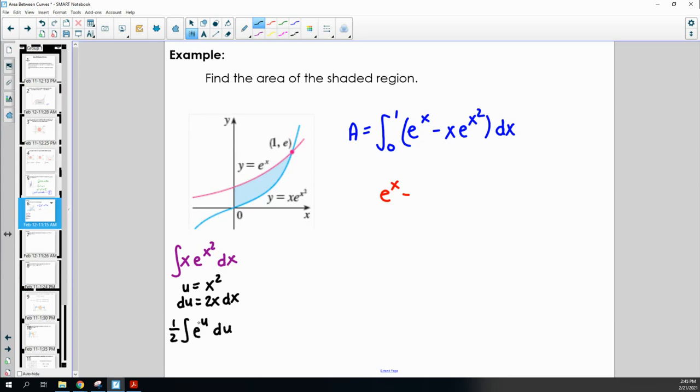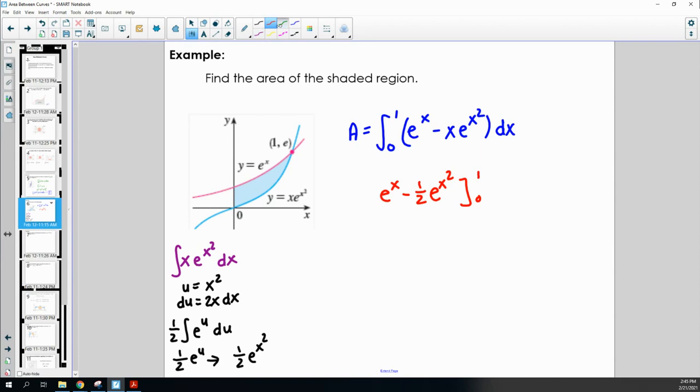So now when I take the antiderivative of this, I'll have 1/2 e to the u, and then plus c, but we're using a definite integral, so we don't need the plus c. But we have to change the u back, so this would really be 1/2 e to the x squared. So that's what I'm going to use here. So this is minus 1/2 e to the x squared, and then we're evaluating this from 0 to 1.